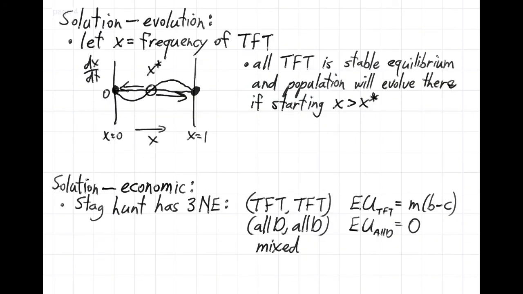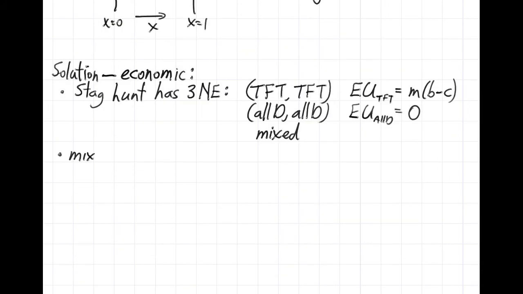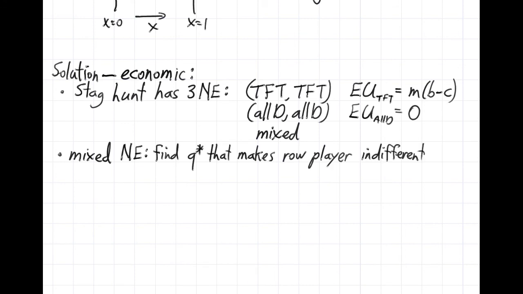What about the mixed Nash equilibrium? Well, okay, that's going to take a little bit more work to figure out. But let's go through the exercise. It's useful. First, we need to figure out where the mixed Nash equilibrium is. And to do that, we find the Q star that makes the row player indifferent. We could do it the other way around, P star that makes the column player indifferent. It's a symmetric game, so it doesn't matter.